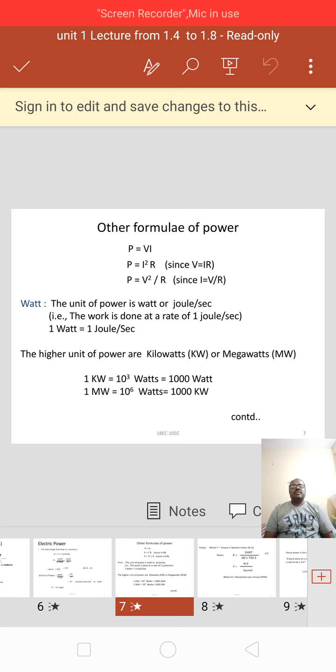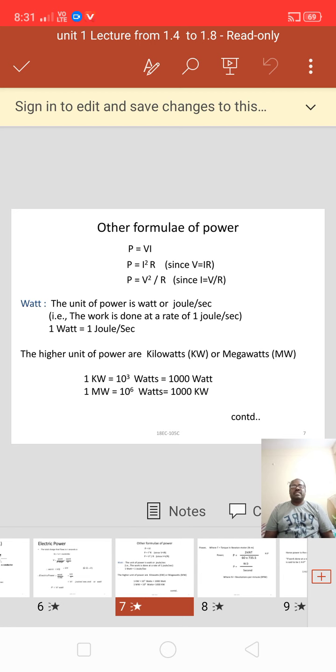Another formula is, we know that in Ohm's law, I equals V by R. Therefore, P equals, taking in place of I, V by R, then V by R whole square into R. By cancelling R in the numerator and denominator, we get P equals V square by R.